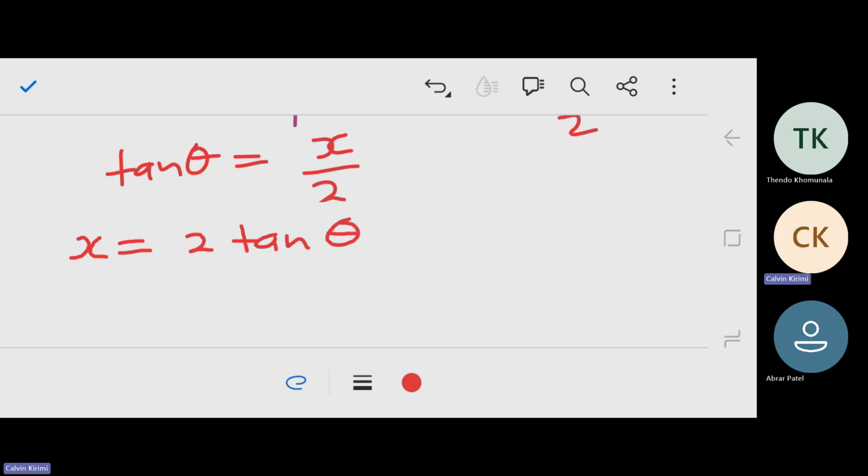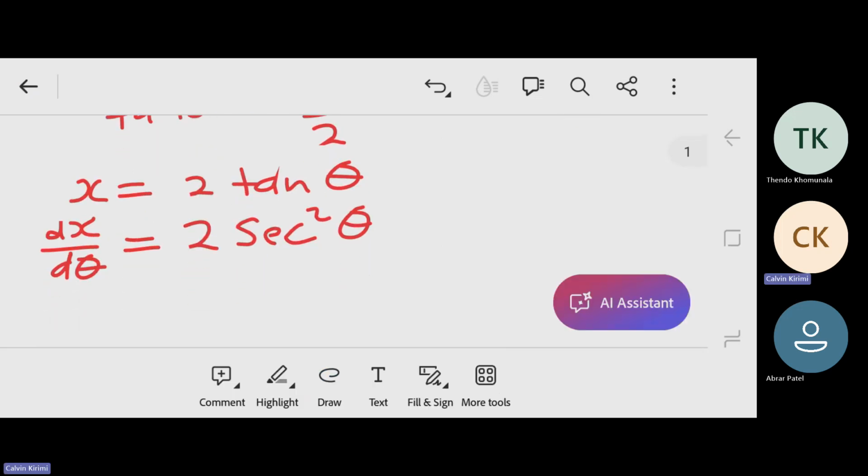Our x is equal to 2 tan theta. So we ask, what is dx with respect to theta? We want to differentiate this with respect to theta. Then the answer is 2. When we differentiate tan, we get secant squared theta. Now, once you are here, you want to say, so what is dx?